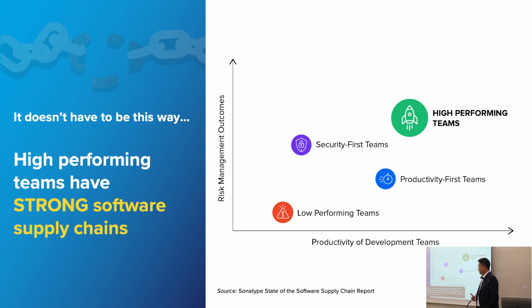It can be solved in a way that we can create high-performing teams by having a concrete and strong supply chain. So how do we have a strong software supply chain? What is the definition? We can have high productivity of the development teams and good risk management outcomes. In order to do that, we need a process, a tool, and communication in place between the security team and the development team, and a platform that helps smoothen out this whole process.